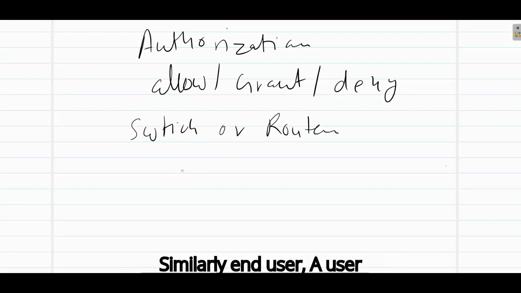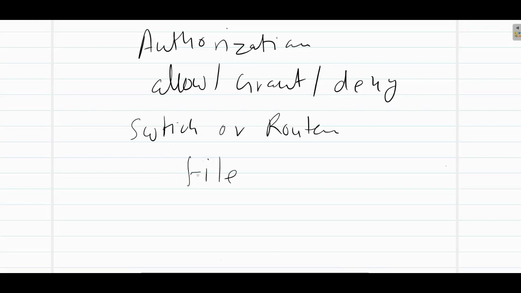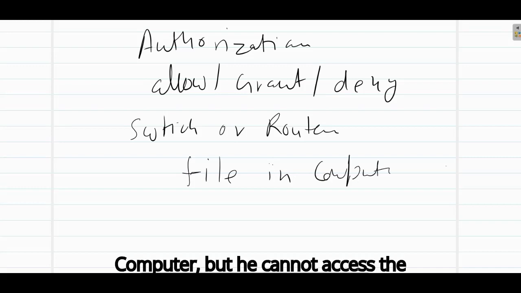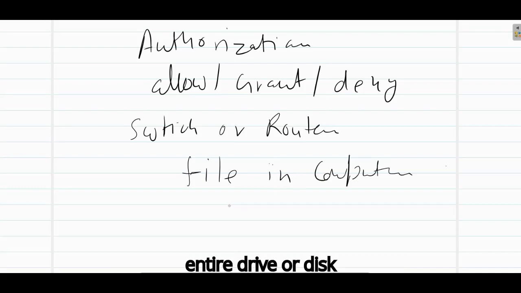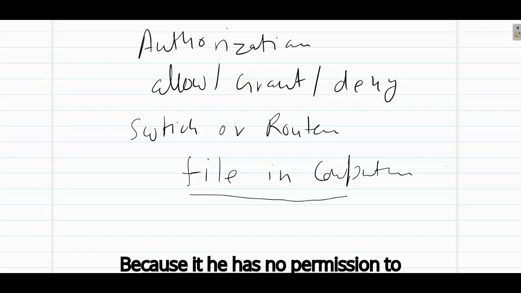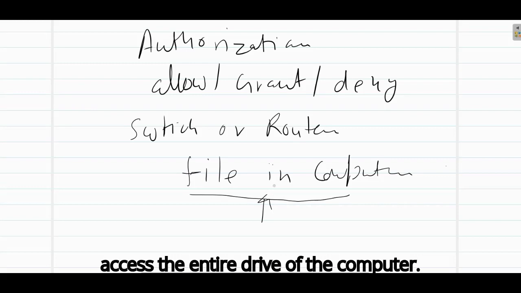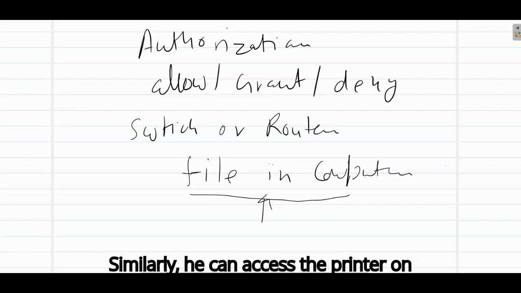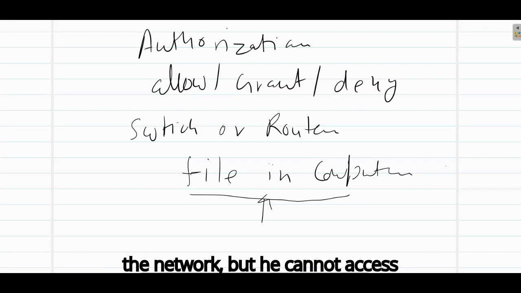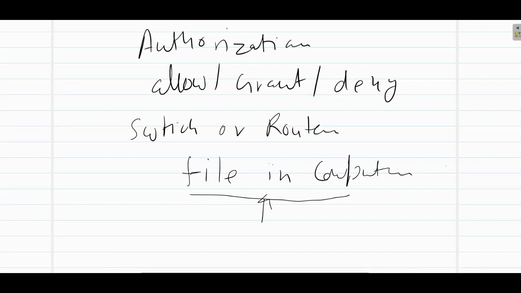Similarly, a user can access a file in a computer, but he cannot access the entire drive or hard disk because he has no permission to access the entire drive of the computer. Similarly, he can access the printer on the network, but he cannot access other devices like computers, scanners, etc.